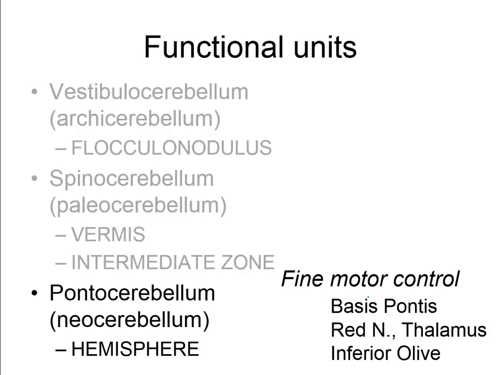And then finally, our fine motor control, the cerebellum, the part that we usually think about, the hemisphere, that massive input from the basis pontis, and then the outputs and input from the olive, and then outputs to red nucleus and thalamus, remembering that the red nucleus is going to talk to the olive.